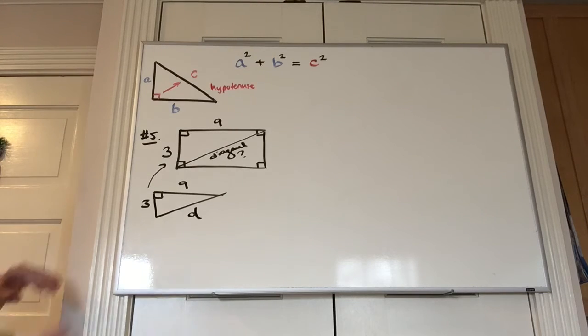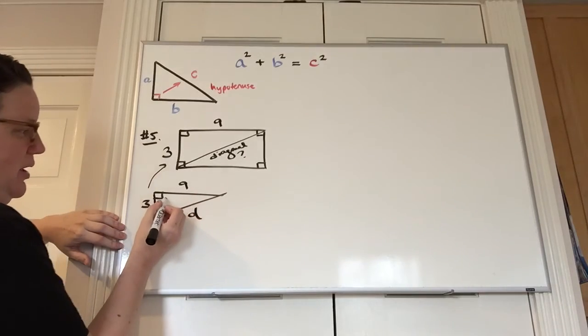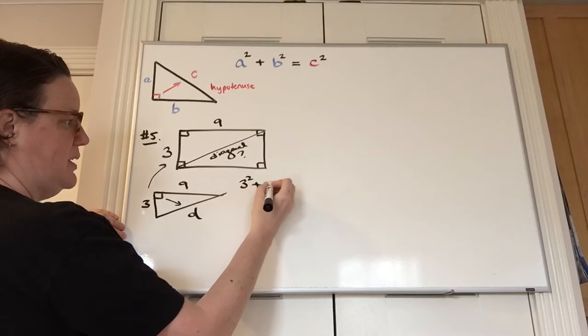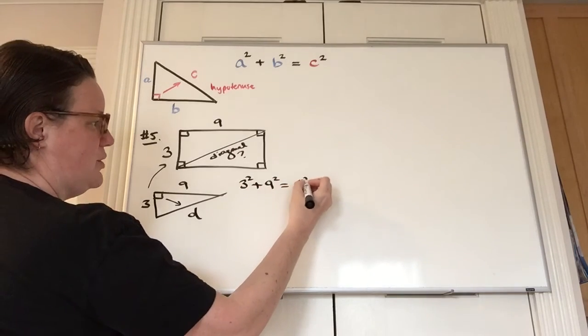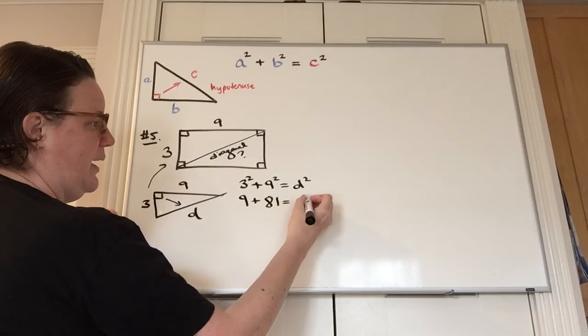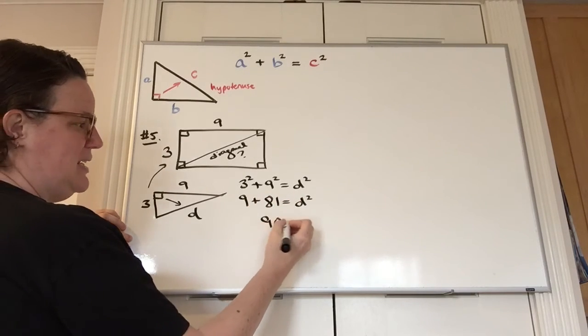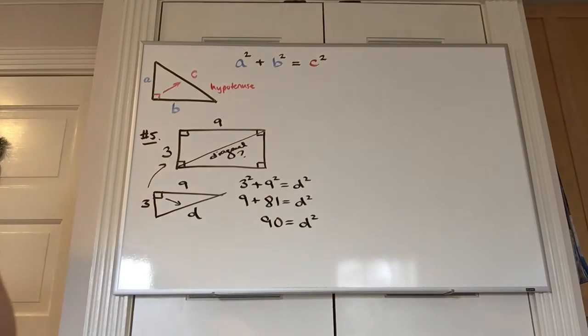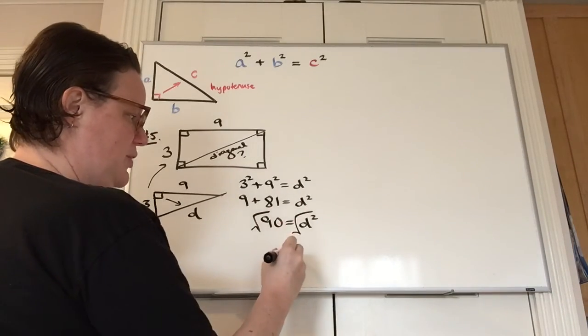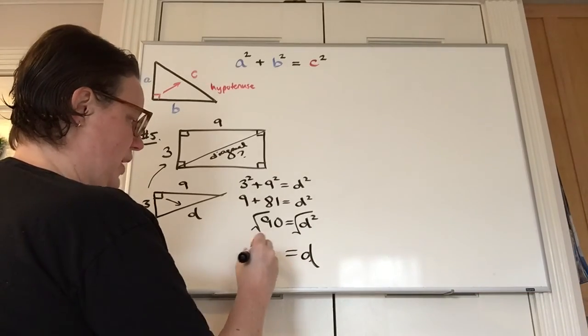So I'm going to say the hypotenuse right here is D. So I can say that 3 squared plus 9 squared is the diagonal squared. 9 plus 81 is the diagonal squared. So that means 90 is the diagonal squared. This is another instance where you're like, oh, I don't know anything that squares to 90. I can't really do that. Well, I do know that to get rid of a square, I take a square root. So the square root of D squared is D. D is equal to the square root of 90.